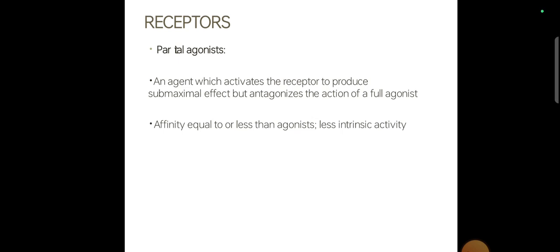Partial agonist: an agent which activates the receptors to produce a submaximal effect but antagonizes the action of a full agonist. Partial agonist affinity is equal to or less than the agonist, and it has less intrinsic activity.